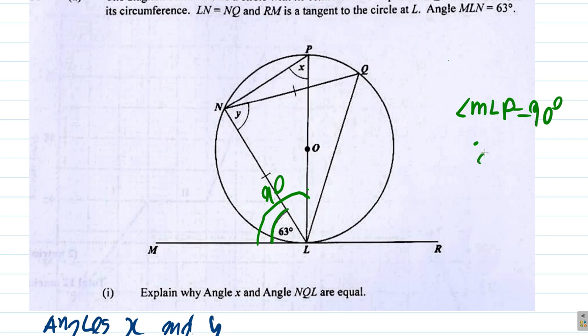Now, since this is 90, you take off 63 from the 90. 90 minus 63, you can't borrow one from this, you get 8, you get 7, 8, 6, 27 degrees. So this angle here is 27 degrees. Good. Alright, I don't want the diagram to be crowded too much, so I'm going to just take off this 90 here. Okay. Now you have 27 degrees there.